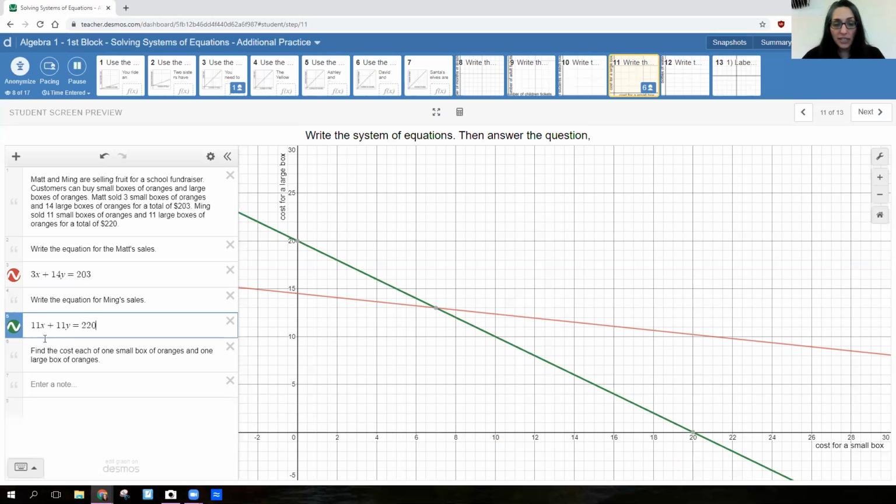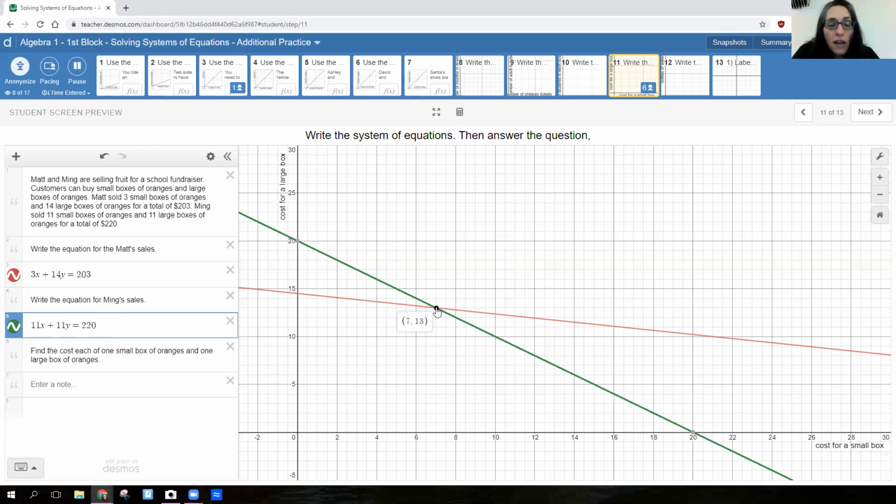You should see your green line. And I'm seeing them coming. Good, nice. Just be super careful the way you type it, so that way you get the correct line, and then find the solution. The solution is where they cross.